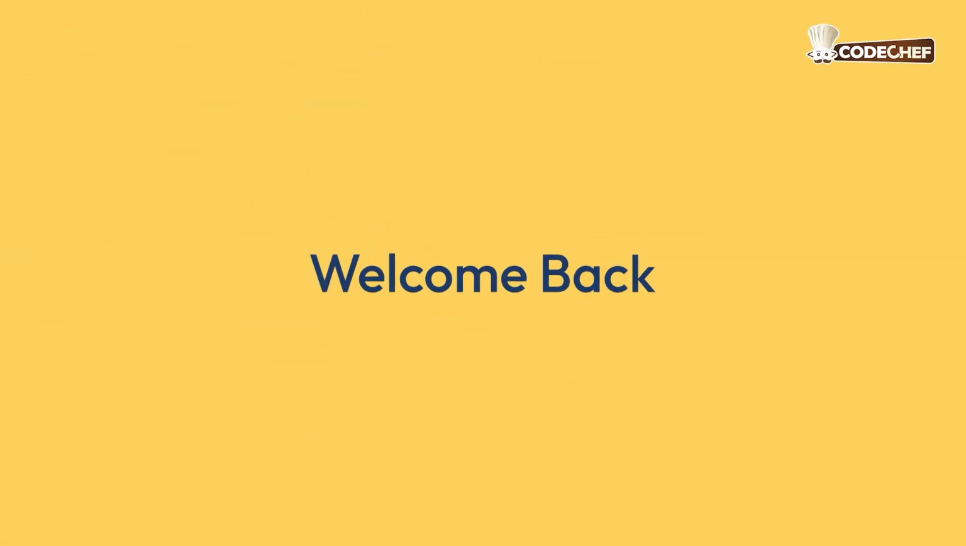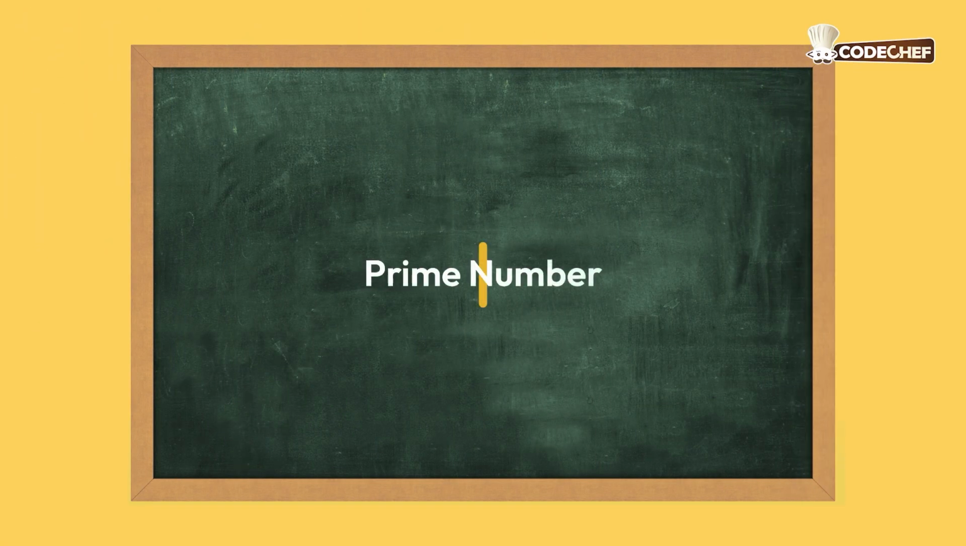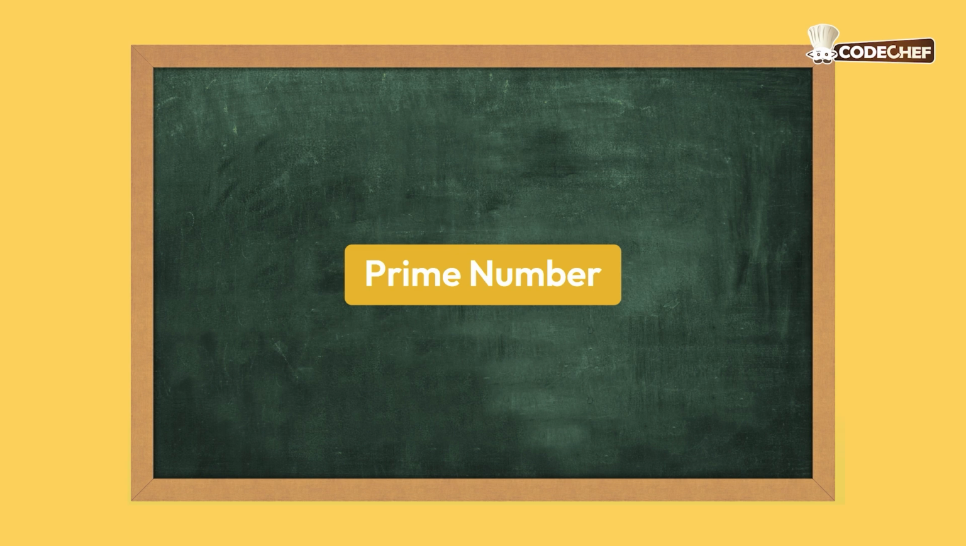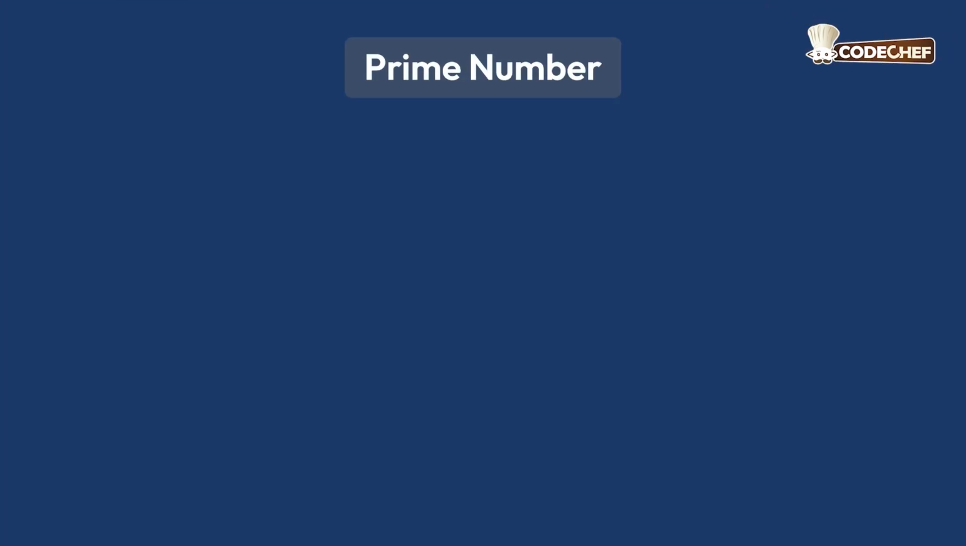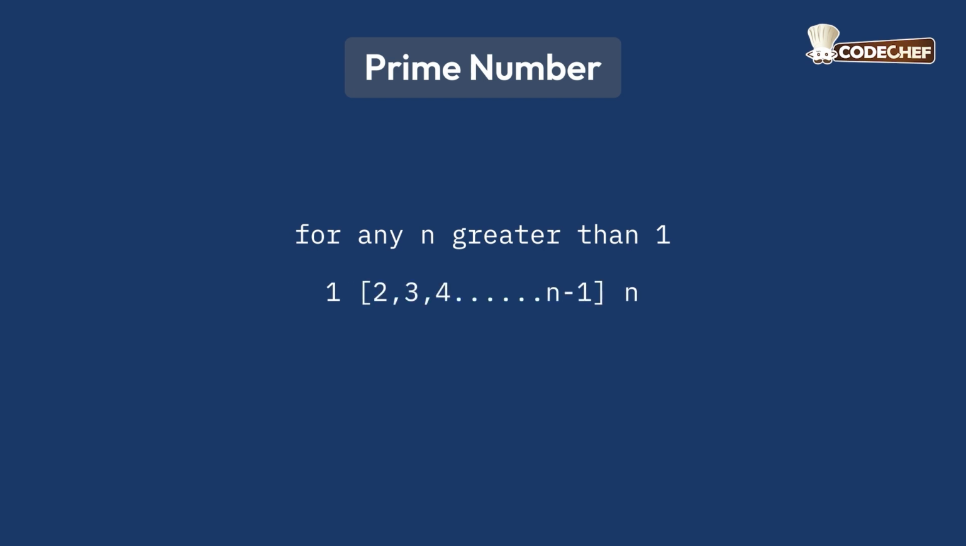Hey, welcome back. The next problem we will solve is to check if a number is prime or not. We know that any number n greater than 1 and divisible by only 1 and itself is called a prime number. We loop from 2 to n minus 1 to find if a number exists in this range that divides n. Let's code this out.